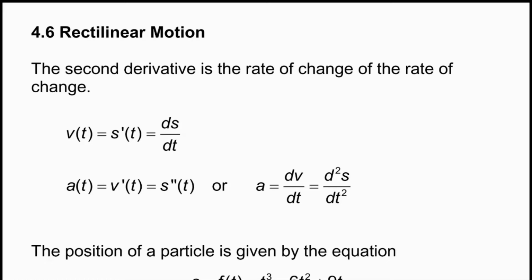So the first part of this, we've already talked about the idea that if we have a position function and we take the derivative, it gives us the velocity. If we take the derivative of the velocity, it gives us the acceleration. So that's all very straightforward.